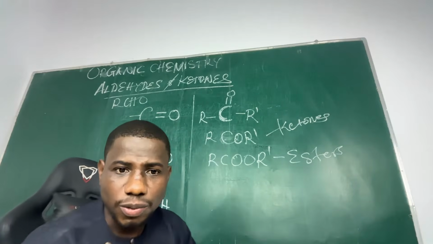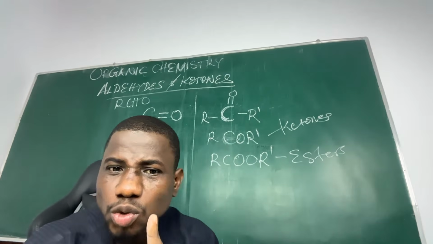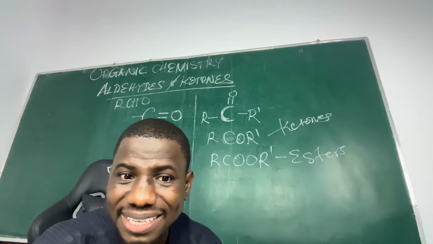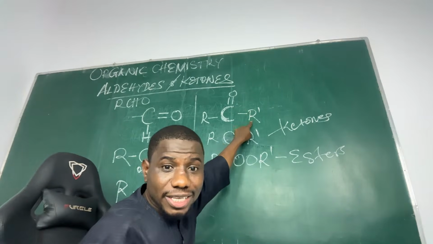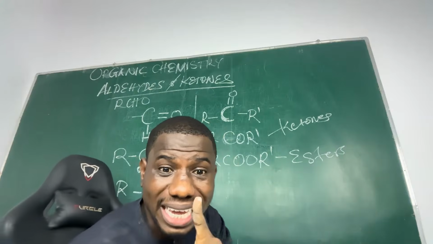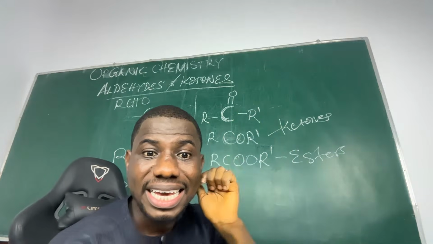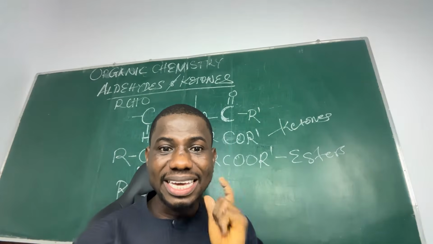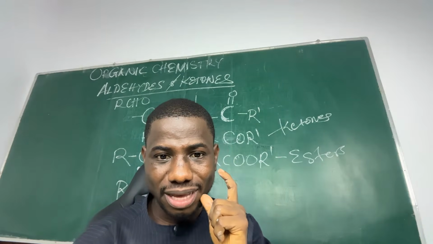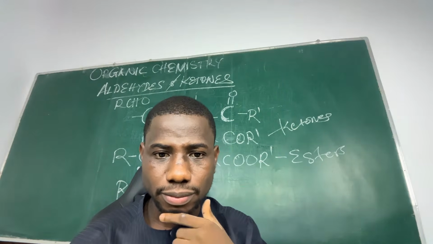Now, what's the lesson we need to know? The most important thing you should know to differentiate these is that once you see a carbon chain on both sides of the carbon holding the oxygen, it is not an aldehyde. It is not an alkanal. It is a ketone group. Are you with me? Also called alkanone.